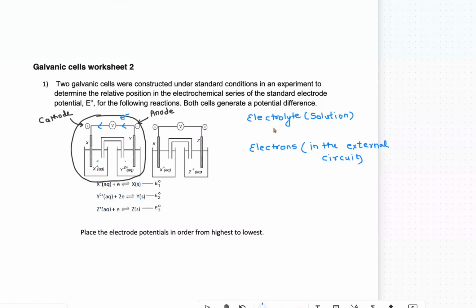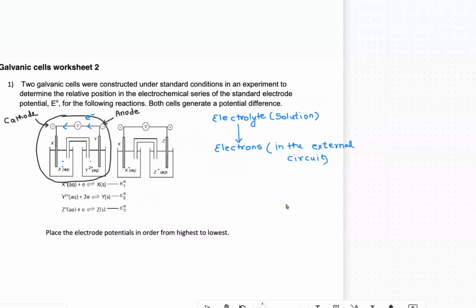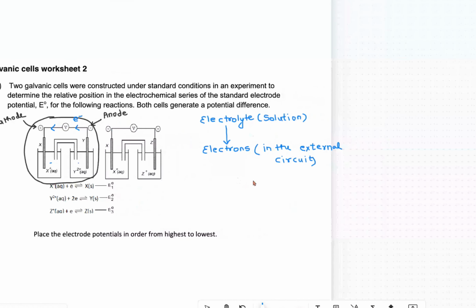Okay? This electrolyte releases electrons because of chemical reaction. Electrolyte is chemical energy. And electrons are electrical energy. And that's how galvanic cells convert chemical energy into electrical energy.